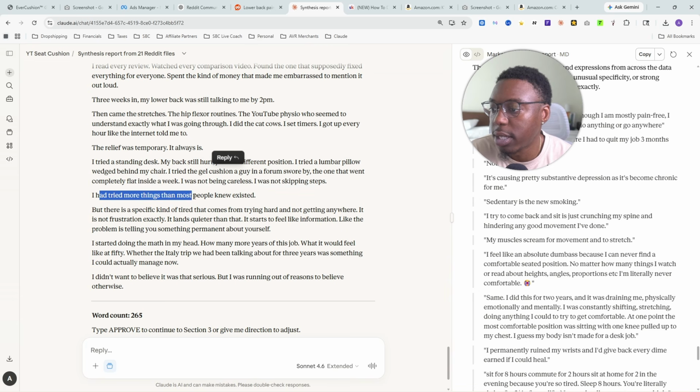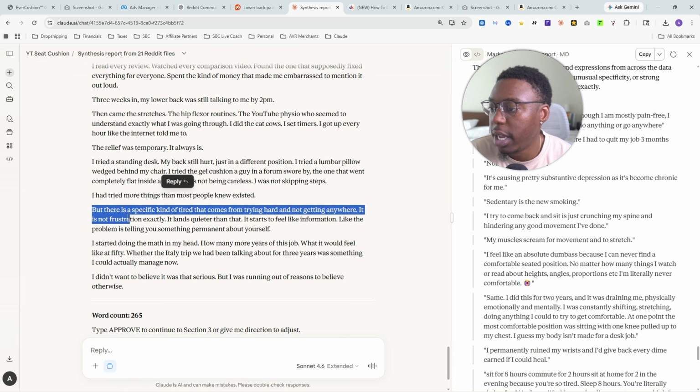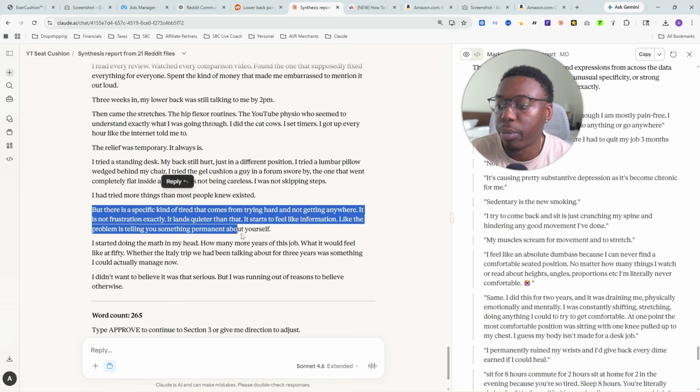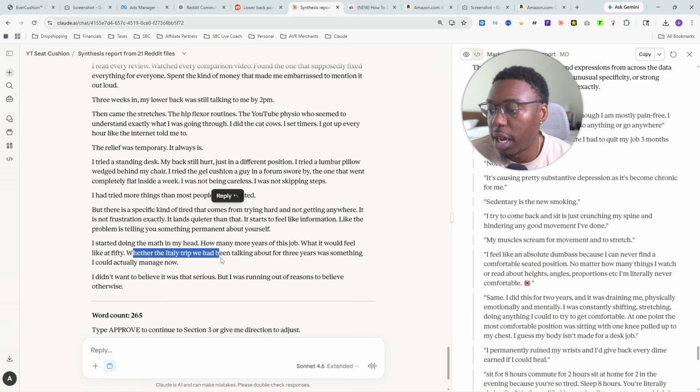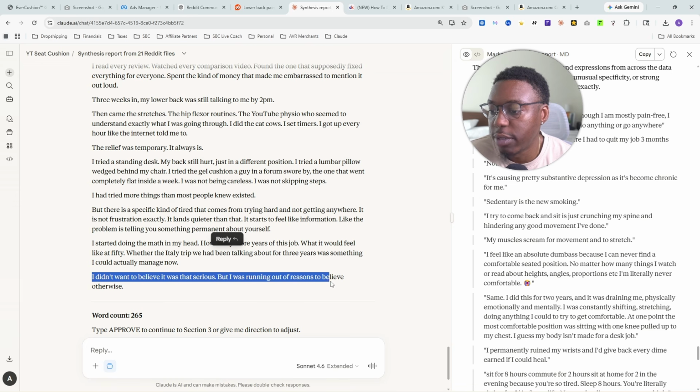I tried more things than most people knew existed, but there's a specific kind of tired that comes from trying hard and not getting anywhere. It's not frustration exactly. It lands quieter than that. It starts to feel like information, like the problem is telling you something permanent about yourself. I started doing math in my head. How many more years of this job? What it would feel like at 50, whether that Italy trip we had been talking about for 3 years was something I could actually manage now. I didn't want to believe it was that serious, but I was running out of reasons to believe otherwise.